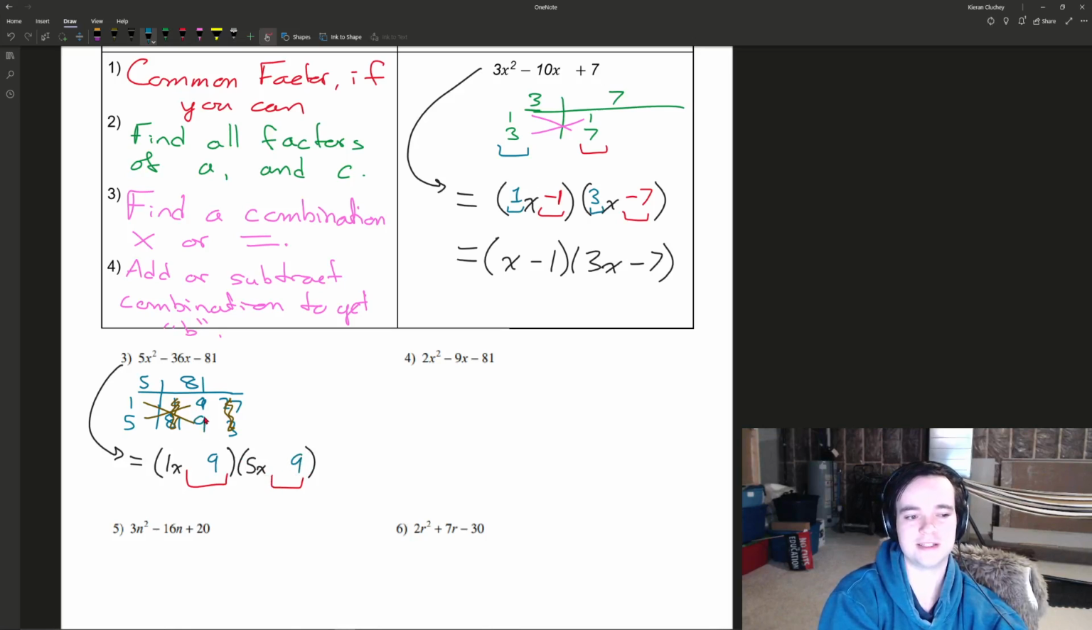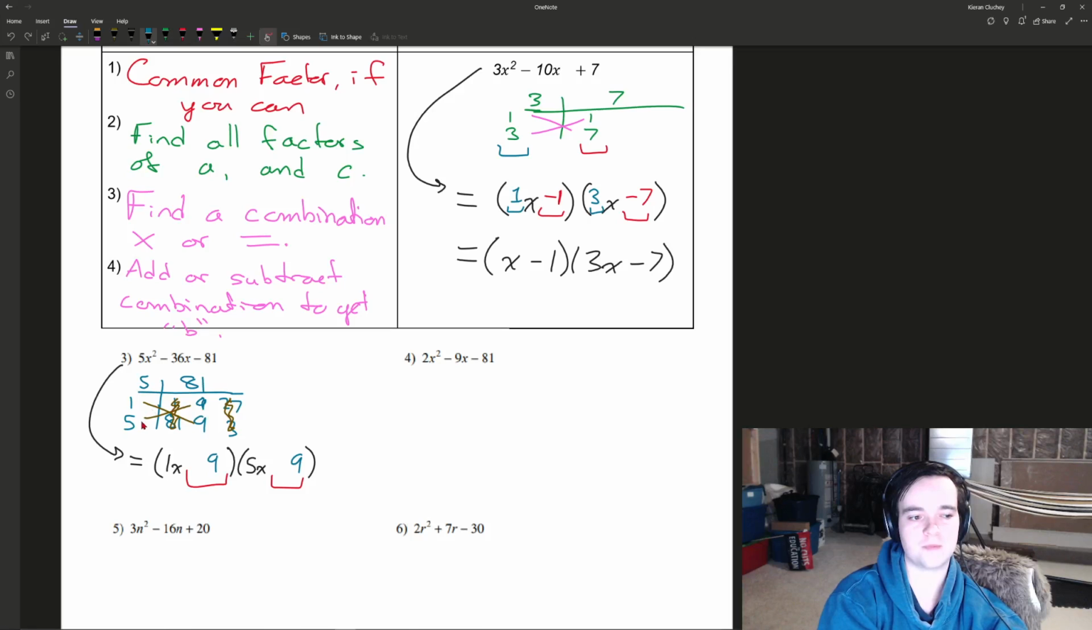So this one's a little easier because we don't have to decide where the 9 goes. But this 1 gets multiplied by 9, which is going to happen: 1x times 9 and 5x times 9. The multiplying is going to happen. I have to decide which is going to be negative and which is going to be positive. Well, I need a negative 81, which means 1 has to be positive, 1 has to be negative.